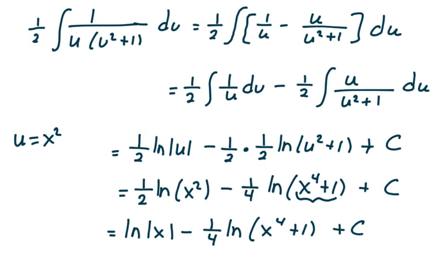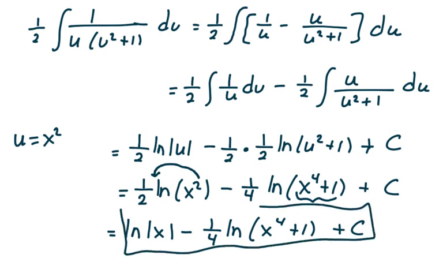And now for x squared, this is where it depends on your instructor. Your instructor may want you to pull the 2 out in front of the natural log. And remember that 1/2 of 2 is 1. And so on the bottom line, we get the natural log of the absolute value of x. And I have to have absolute value bars there because I don't know if x is negative or not. So again, I get the natural log of the absolute value of x minus 1/4 the natural log of (x to the fourth plus 1) plus c.